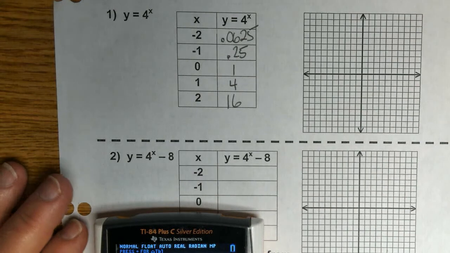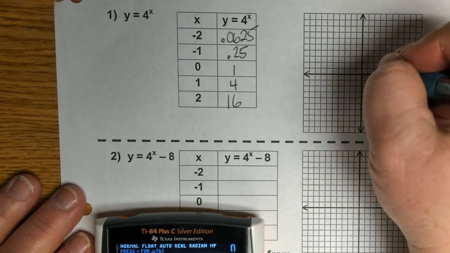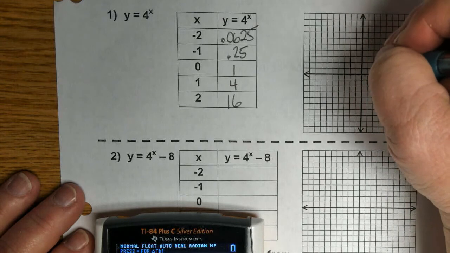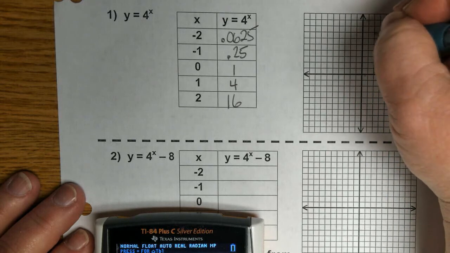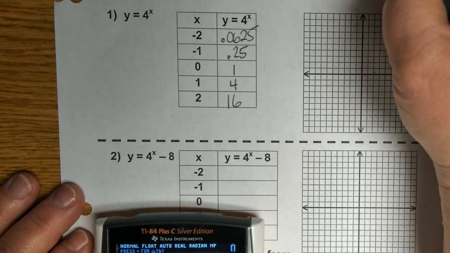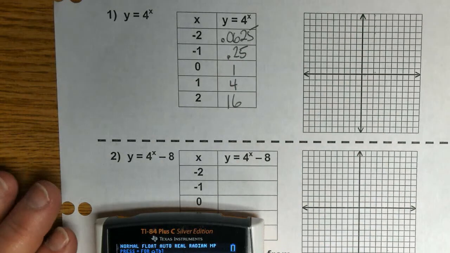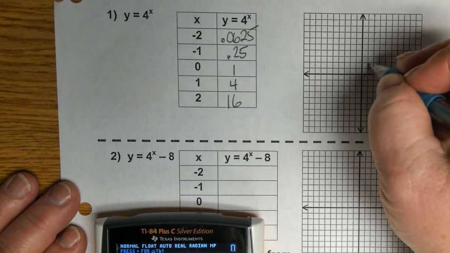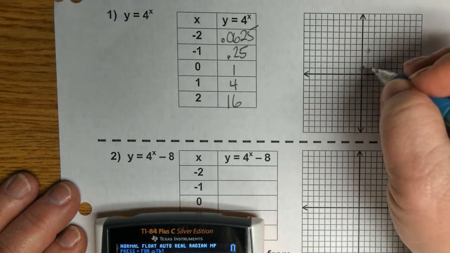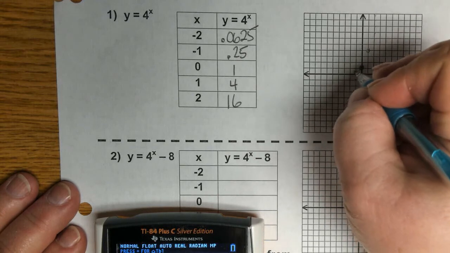So then we're going to graph it. I'm going to start at 2 and 16. I know this is 10, or is it 12? Let's see. 1, 2, 3, 4, 5, 6, 7, 8, 9, 10. If you have a point that's off the graph, it's always wise to go ahead and name it. I've got 1 and 4, and then 0 and 1, and then 0.25.